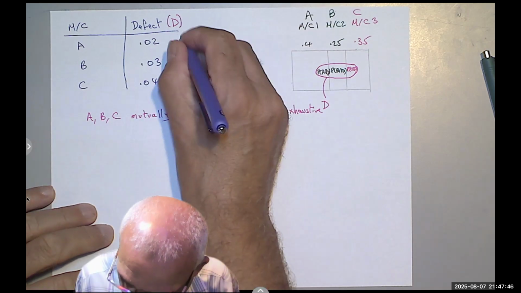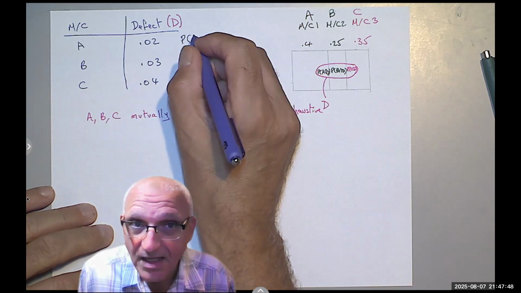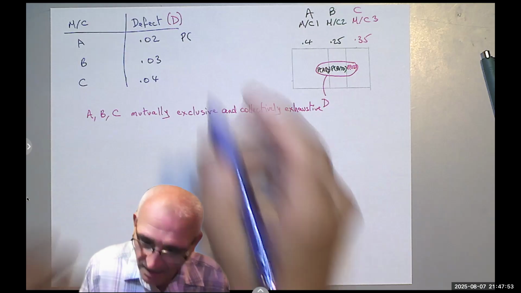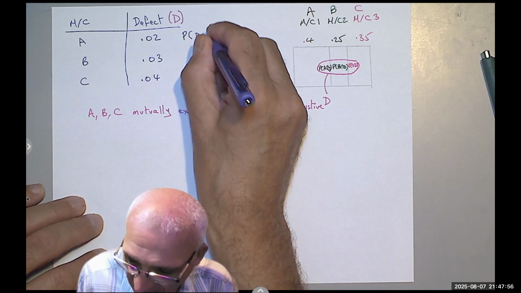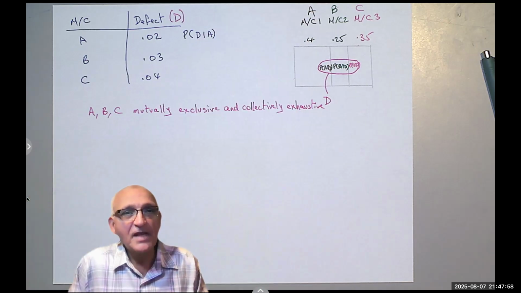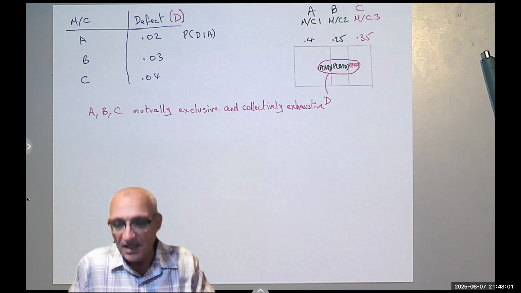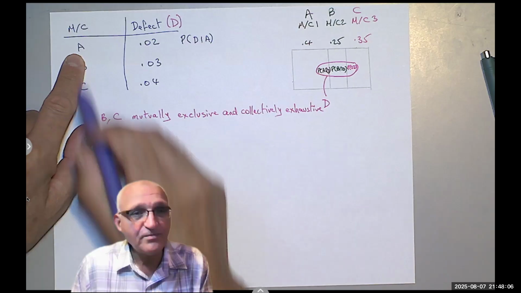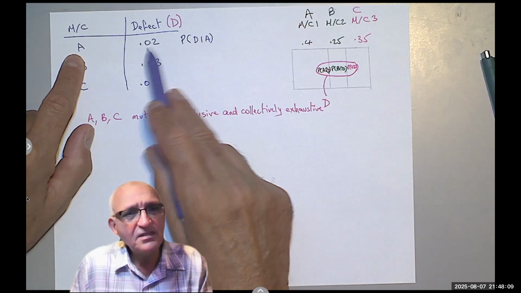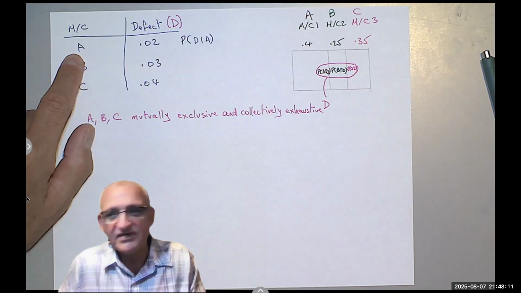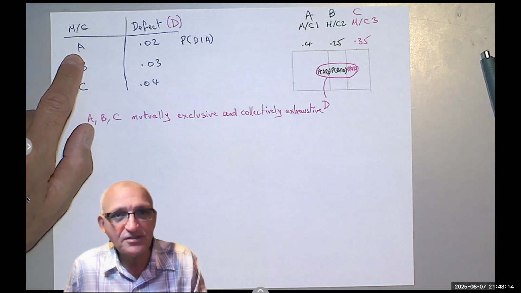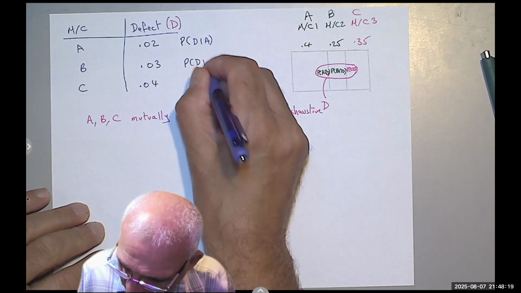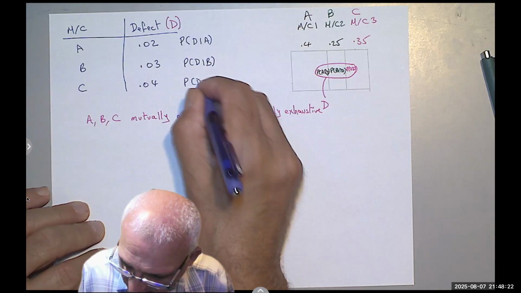This is the probability of, anyone? D given A. It's the probability of D given A. Once you tell me given A, meaning this item is coming from machine A, I say, oh, there is a 2% chance it's defective and 98% chance it's not. It's good. Same thing, the probability of D given B and the probability of D given C.